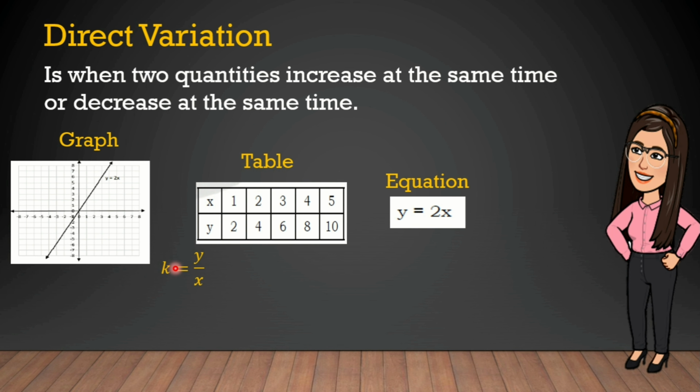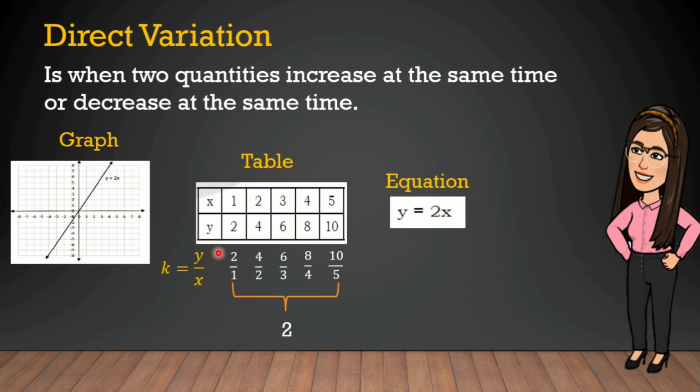So, i-divide lang natin ang value ng y sa value ng x. So, ganito yon. 2 divided by 1, 4 divided by 2, 6 divided by 3, 8 divided by 4, and 10 divided by 5, and so on. Kung makikita ninyo, pare-pareho ang magiging quotient nila. Kaya, ibig sabihin, ang table of values na ito ay direct variation.